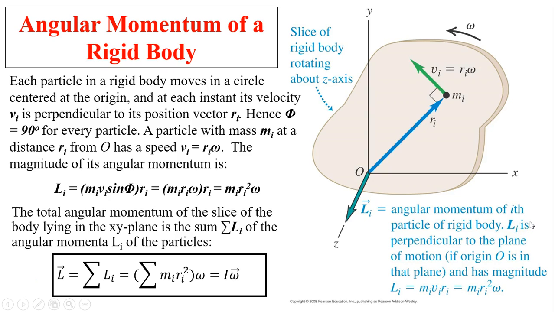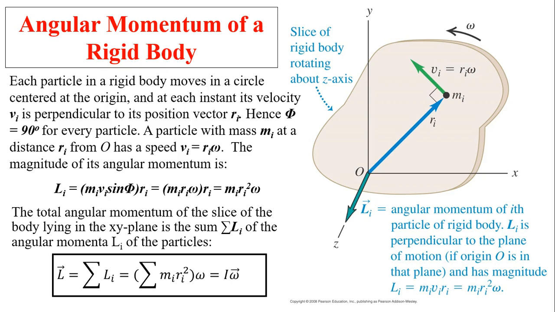Now let's take a look at angular momentum of a rigid body. Let's think about the whole object rotating about an axis Z that's perpendicular to this slice. Let's slice the big object into thin layers that are rotating perpendicular to Z. So each particle in the rigid body moves in a circle centered at the origin.